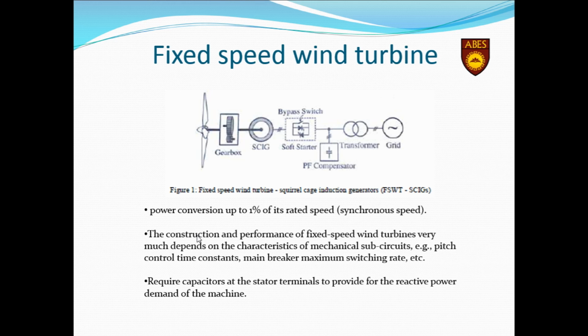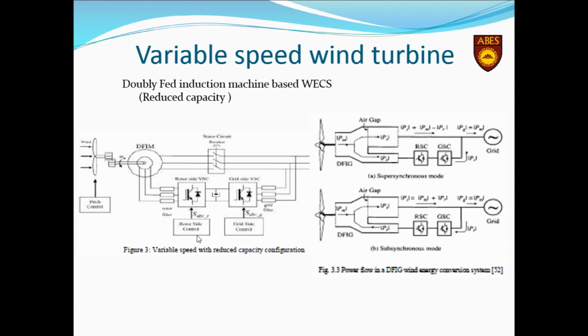The problem was that it severely undergoes the tripping mechanism because of the variation of the wind speed. So what we do is go for some modifications and use some variable speed wind turbine techniques. The first one is the doubly fed induction generator.